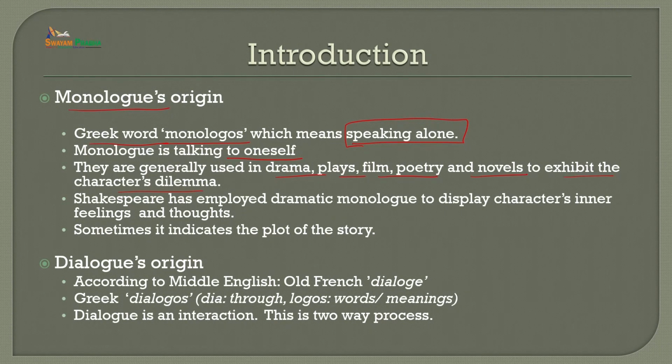And whatever is going on in his brain, in his mind, it exhibits planning, sometimes repentance, if he is feeling guilty out of anything. So, all those feelings are exhibited in front of the readers through that monologue only. Sometimes it indicates the plot of the story, that is for sure, where the whole story is going to lead. So, that is called monologue.